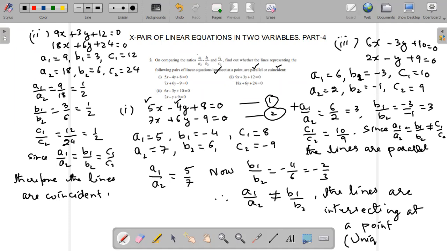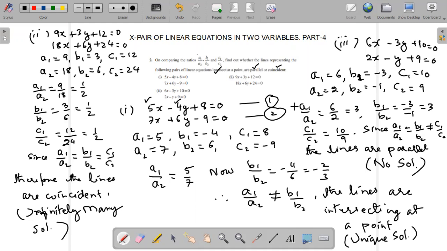So here intersecting lines means they will have a unique solution. We can solve these equations, they will have a unique solution. And here, when they are coincident, it has many solutions, called infinitely many solutions. And when the lines are parallel, it is the no solution condition. So these three conditions are very important. They should be followed.